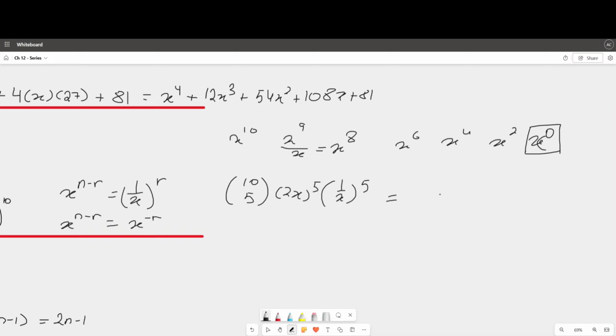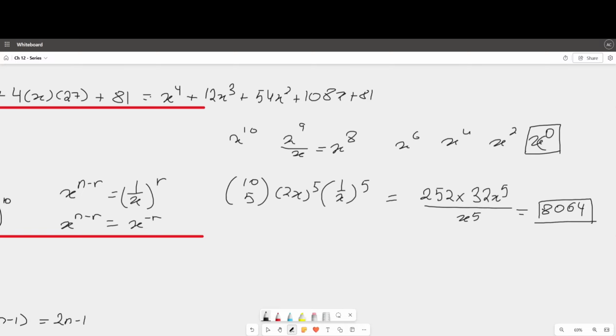So 10c5, I cannot evaluate this in my head, so I'll use a calculator. 252 times 2 to the power 4, 16 into 2, 32 x to the power 5 all over x to the power 5. Let me just check this once more. Yep. And then 252 times 32 gives you 864, and that is our final answer.